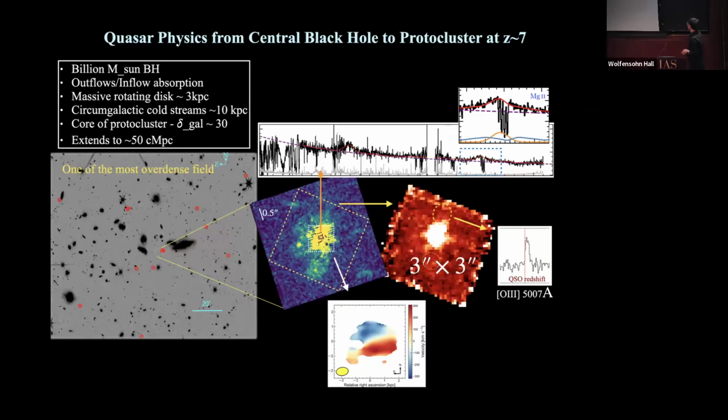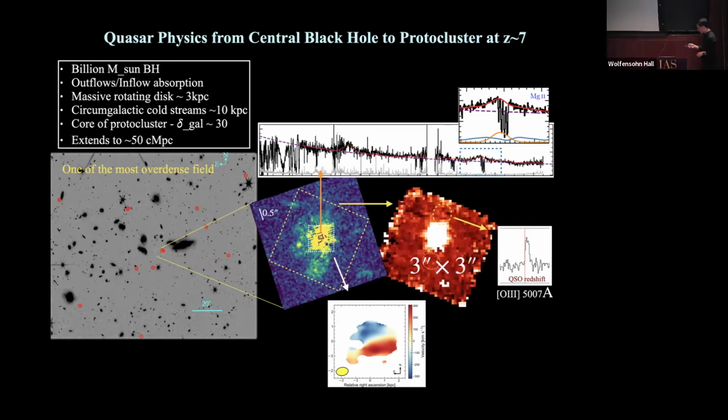And we have JWST IFU observations. You will see things coming in. This is the oxygen 3 region. There are flows of stuff coming from 10 kpc scale that connect the quasar to the circumgalactic medium. And this object also turned out to be in the most overdense region that we know of at those redshifts. We have super narrowband imaging of this region, and the extension of these Lyman-alpha emitters associated with this quasar extends to about 50 Mpc. So I think this is a good example of all these things finally beginning to connect together.